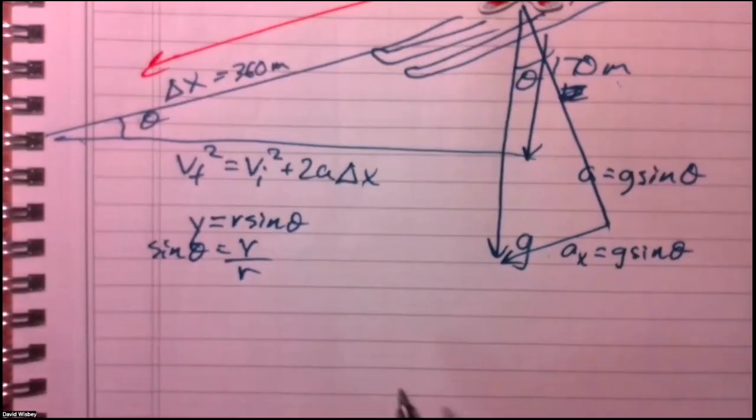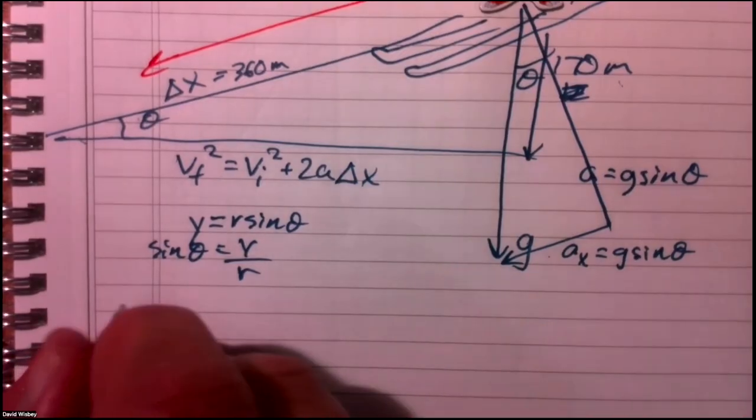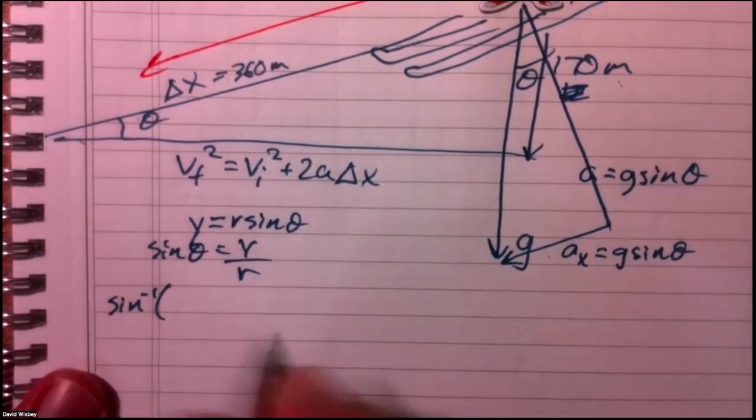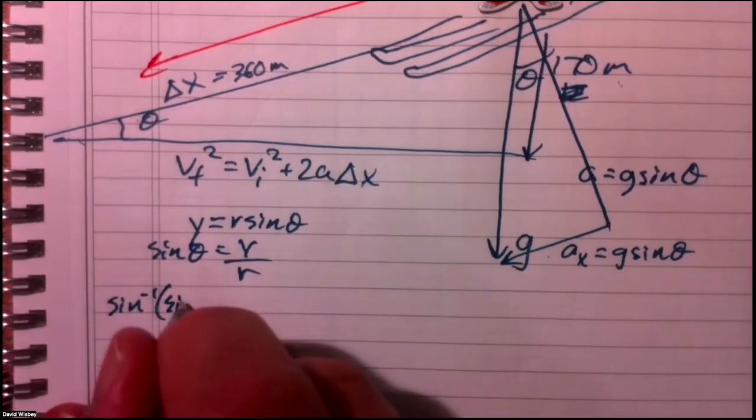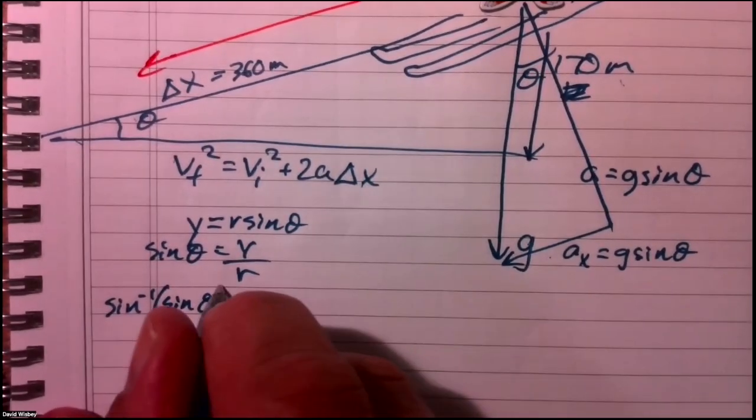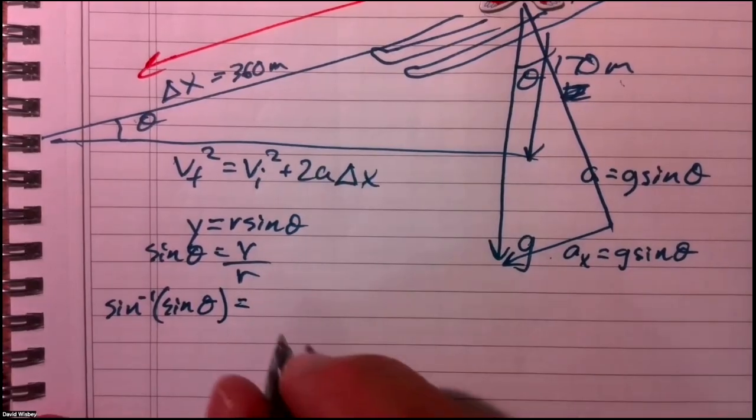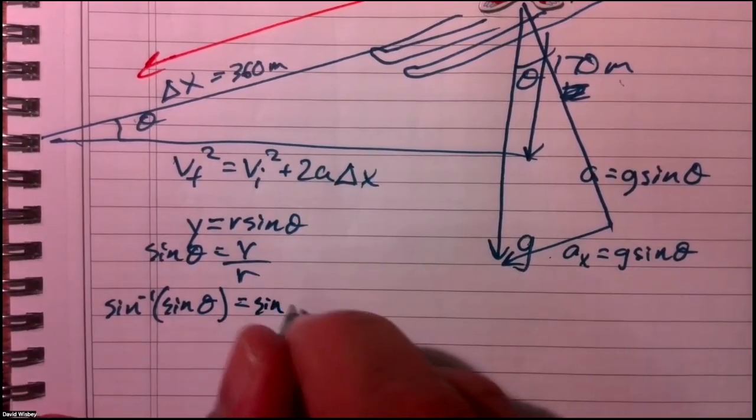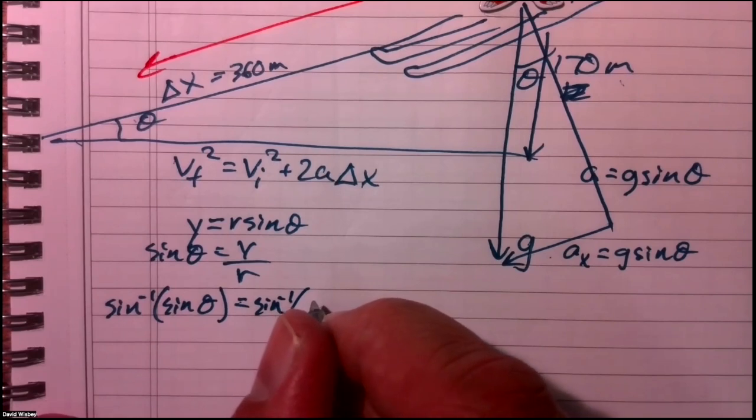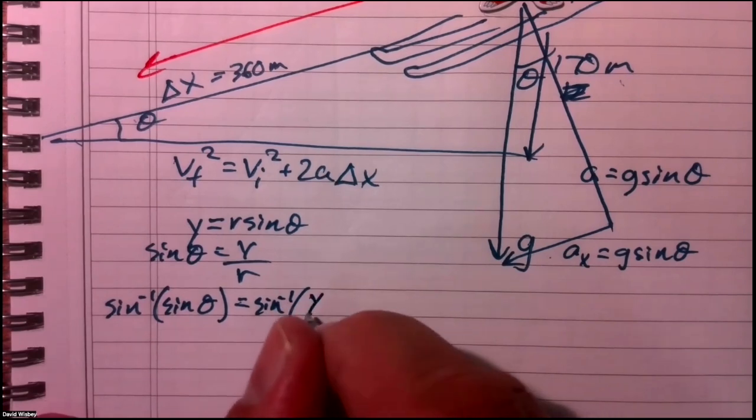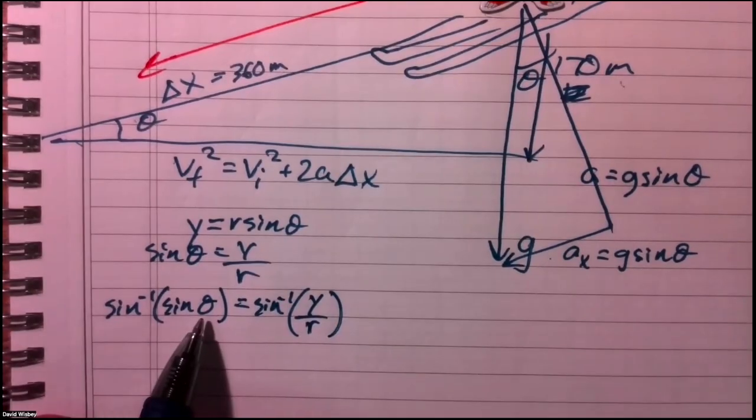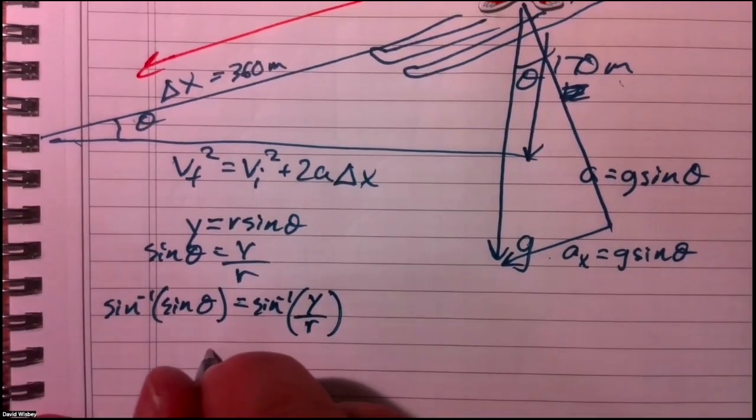Okay, and then I'm going to take the arc sine of both sides. So I'll say arc sine, sine to the minus 1. We're doing the same trig over and over. It's arc sine, arc tangent. Okay, and we've got these triangles here. That's pretty much most of the trig that we're going to be doing. Yeah, I drew y over r. Okay, so arc sine of sine theta equals theta.